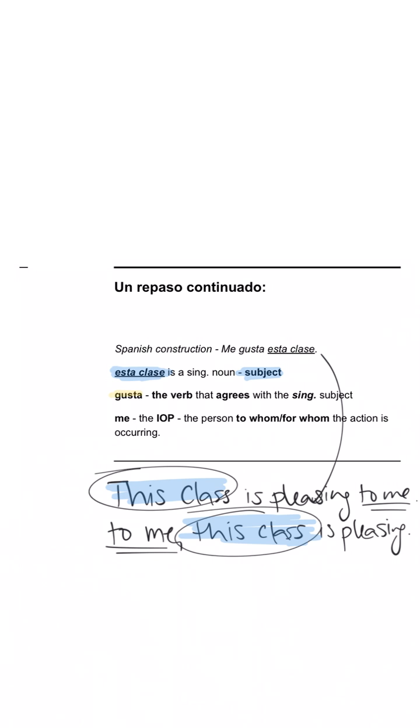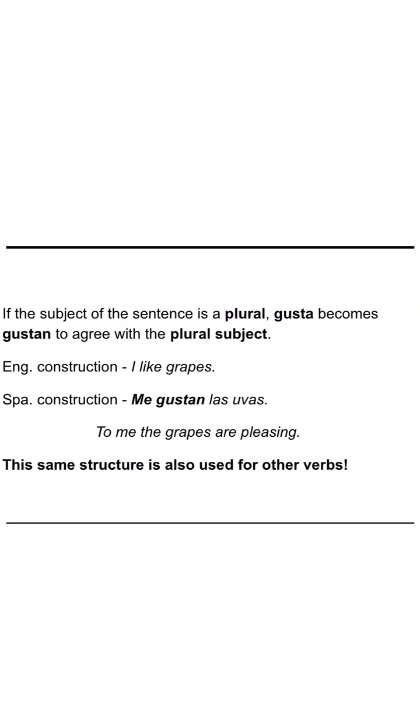Our verb, obviously, friends, we have gusta, and it must agree with the singular subject, right? So it's only one class, I'm using gusta. And then, finalmente, we have me, which is our IOP, and that is the person to whom or for whom that action is occurring. All right, you got this. Here we go. Let's look at our last slide.